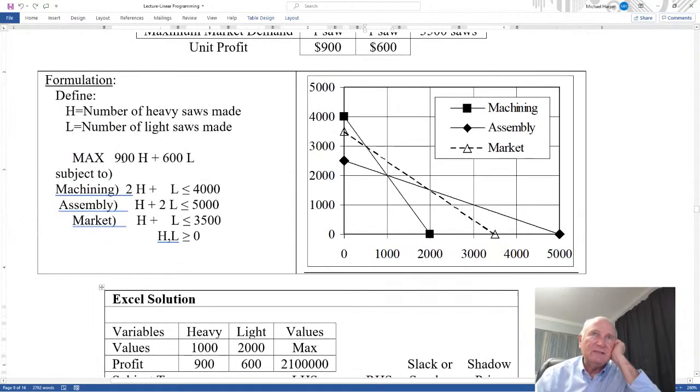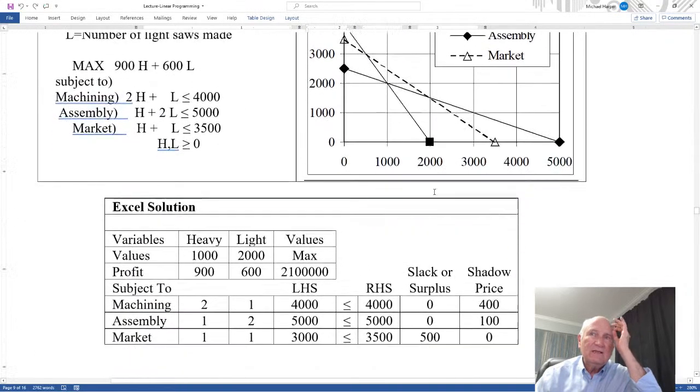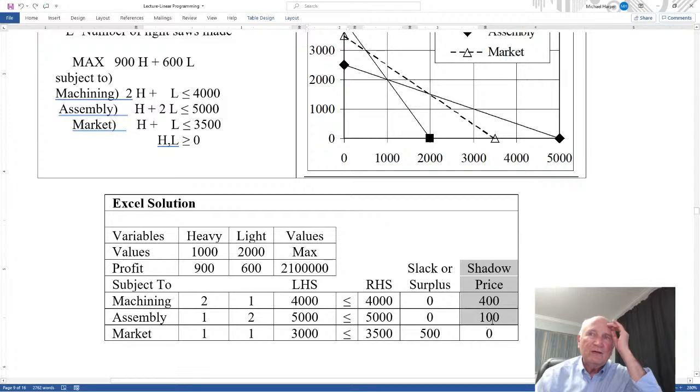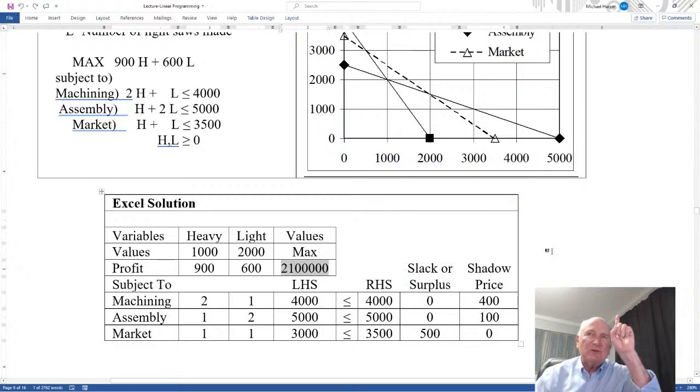Okay? This is the value of your products. This is the dollar value of your products. These are the dollar value of 1 unit of your resources. In other words, if machining goes up 1 hour, then this 400 says your profit is going up by $400. For each hour that goes up, your profit is going up $400 because you're shifting your production mix.